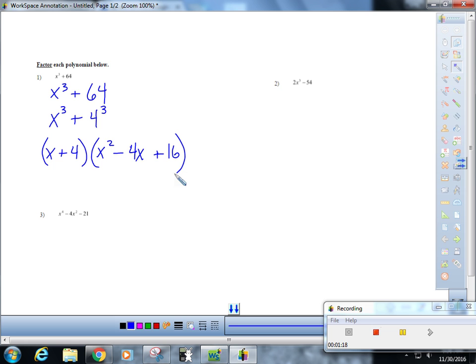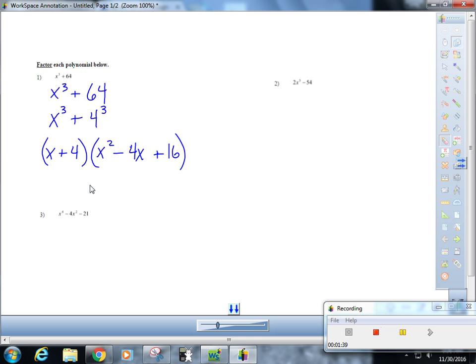Let me see. Can we factor this thing? Two numbers that multiply to be 16 and add to be negative 4? I don't think so. So we are done. You might ask yourself, well, why didn't you use the quadratic formula like we have? Because we're not solving it. We're not finding the imaginary roots. That's what makes this so much nicer.